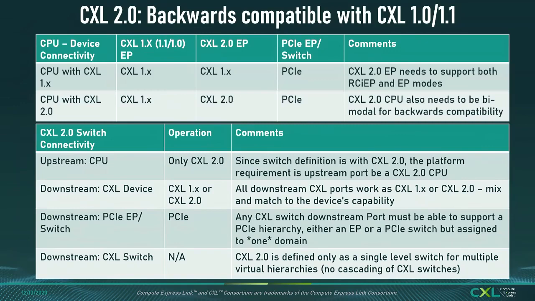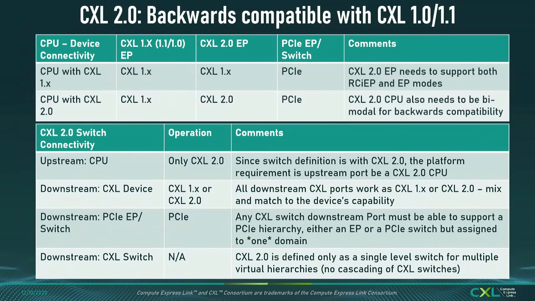If you are a CXL 2.0 CPU, which is the next row down, if you are connected to a CXL 1.1 endpoint, you are going to run it as a CXL 1.1. If you are connected to a CXL 2.0 endpoint, you will of course run a CXL 2.0. If you are connected to a PCI Express endpoint or a switch, it is PCI Express. So a 2.0 CPU also needs to be bimodal for backward compatibility.